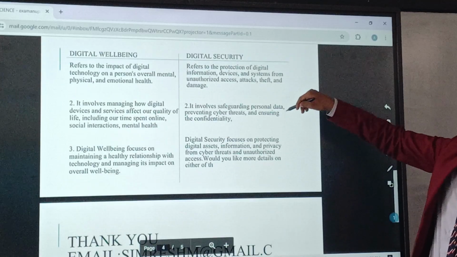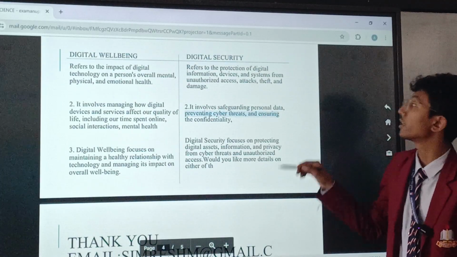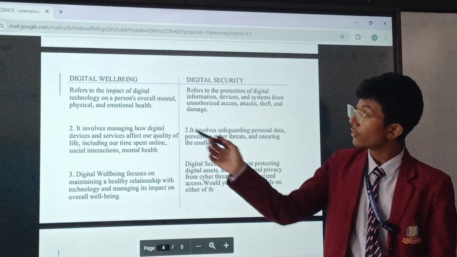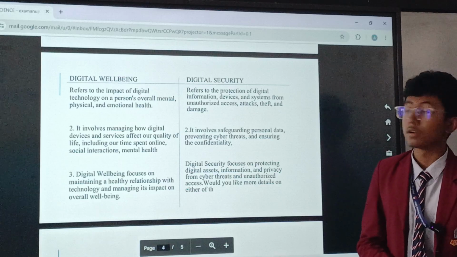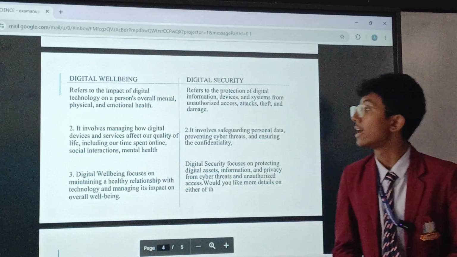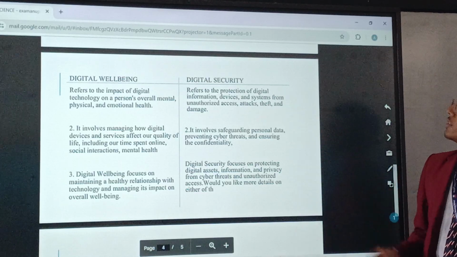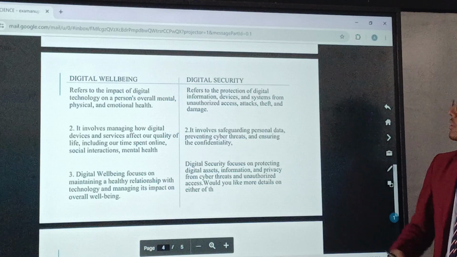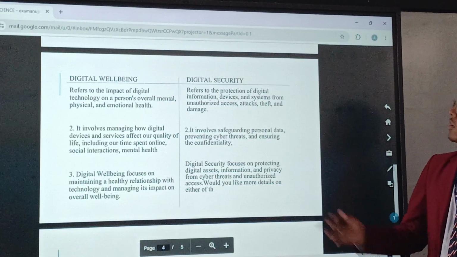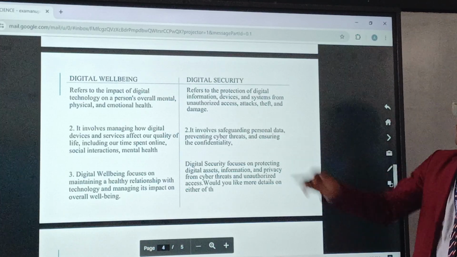So the next one is digital well-being and digital security. Digital well-being refers to the impact of digital technology on a person's overall mental, physical and emotional health. And digital security refers to the protection of digital information, devices and systems from unauthorized access, attacks, theft and damage.